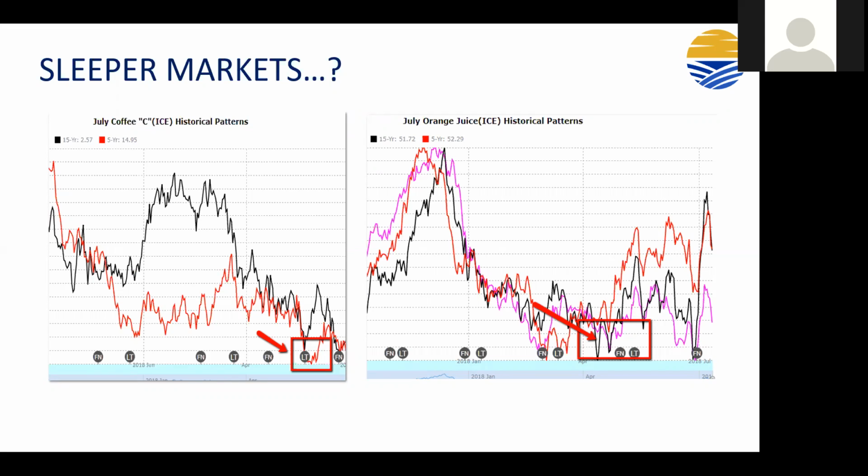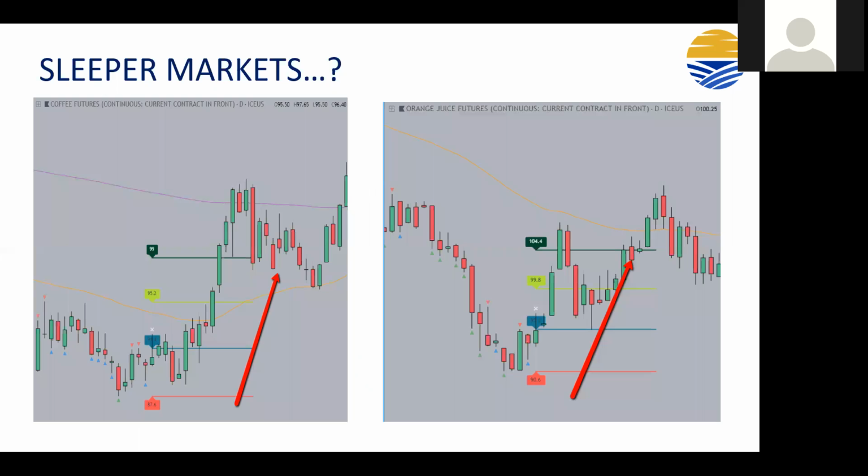Does that mean that we went and got long coffee and OJ? We bought call options, sold put spreads? No. We said, sit on your hands, wait patiently for this one pattern to trigger and occur. And that's exactly what happened. They triggered, they went on, met their $6,000, $7,000, $8,000 per contract price objective.